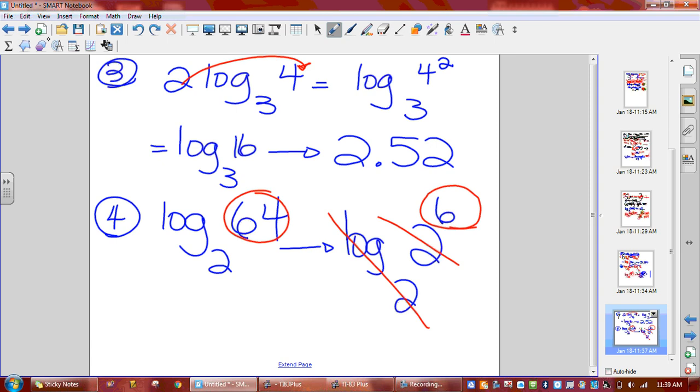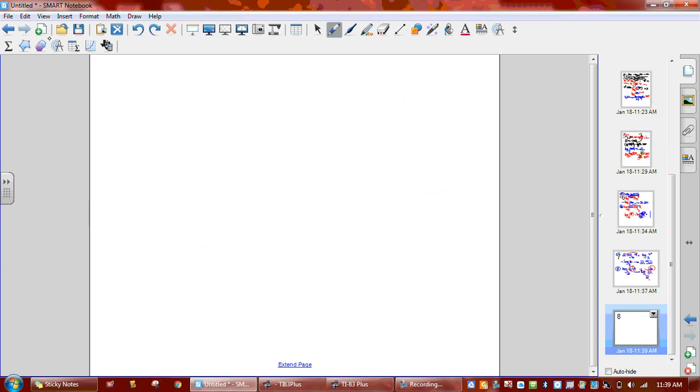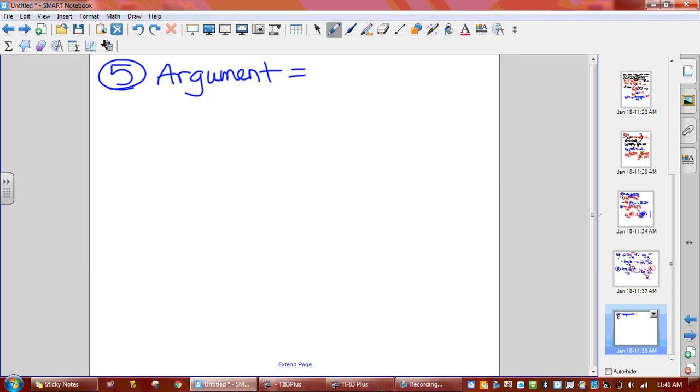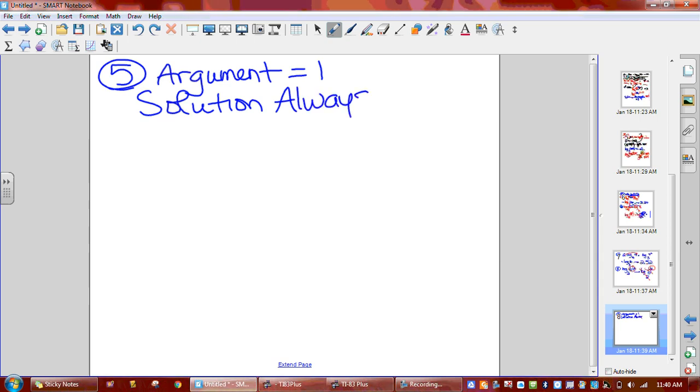We also have to take a look and see what happens. What if our argument number is a number 1? And this is one of our base rules as well. So, number 5, you have an argument of 1. Argument equals 1. Solution always equals 0. So, let's see how this works.